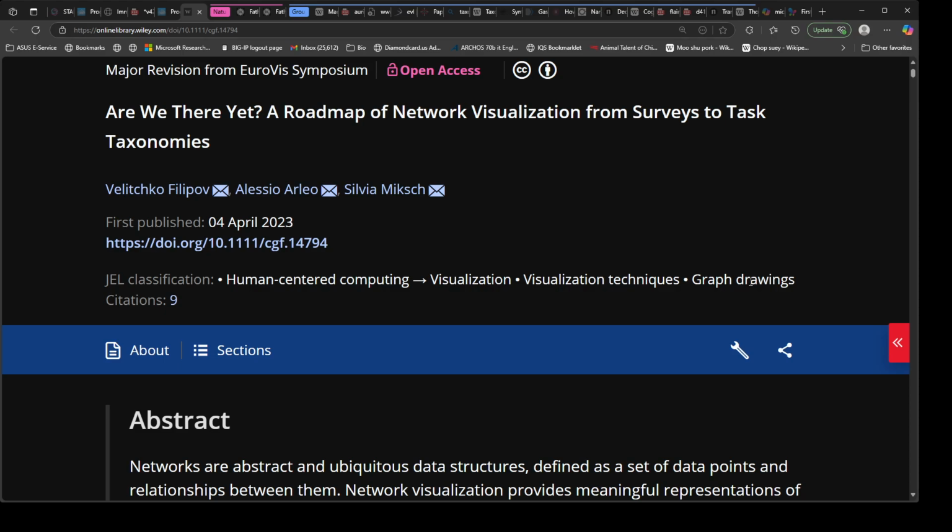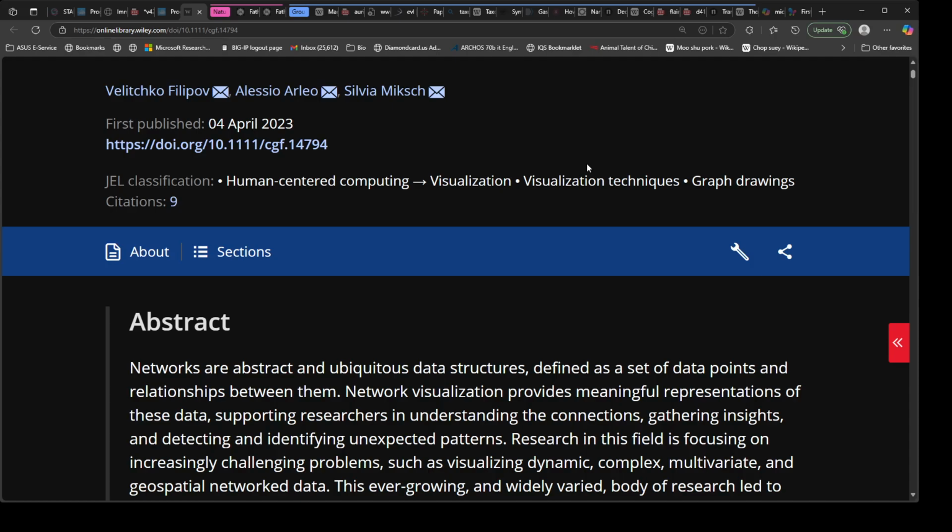https://doi.org/10.1111/cgf.14794. CCS classification: Human-centered computing, visualization techniques, graph drawing. Abstract.